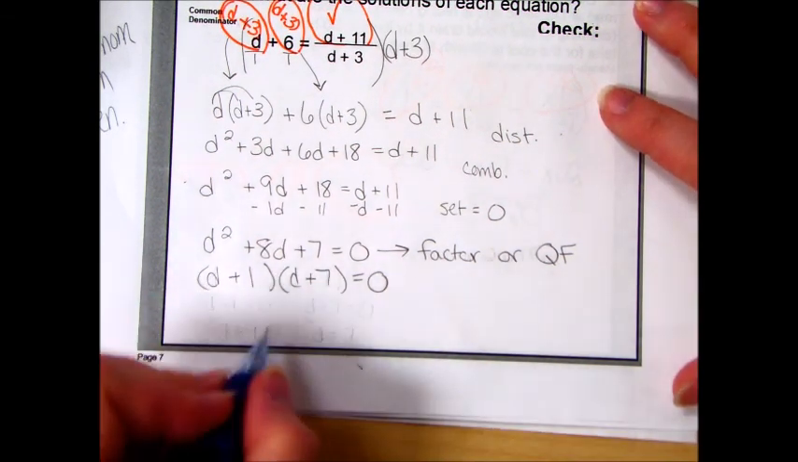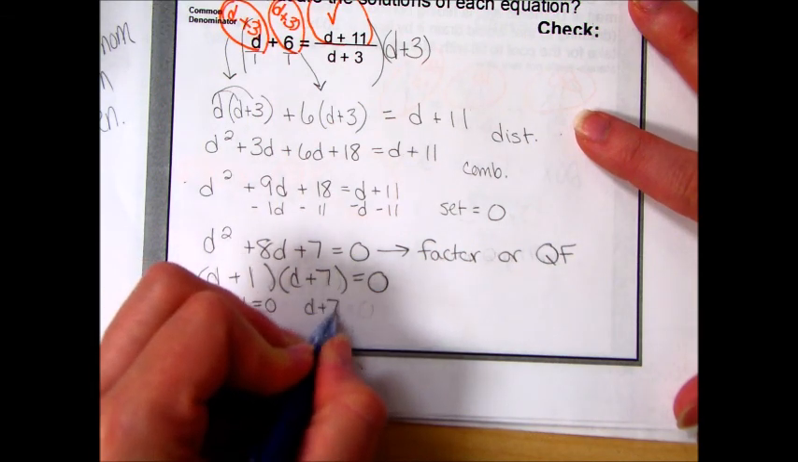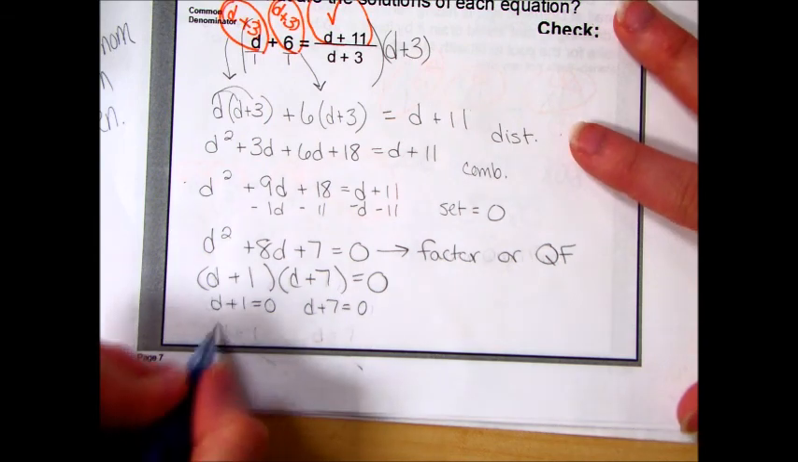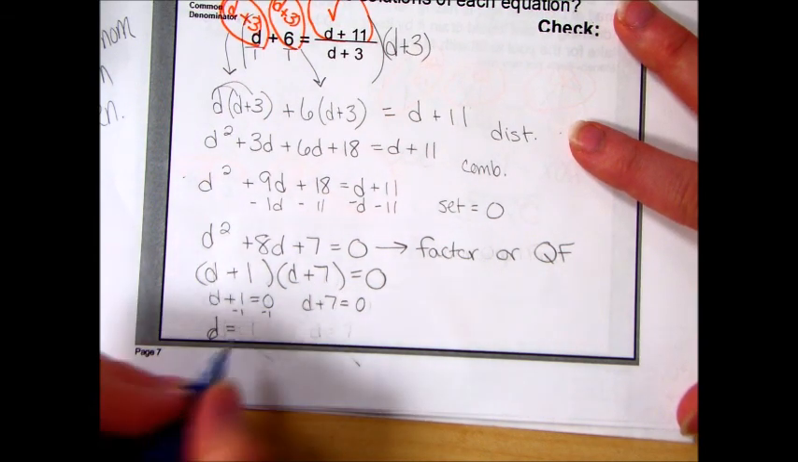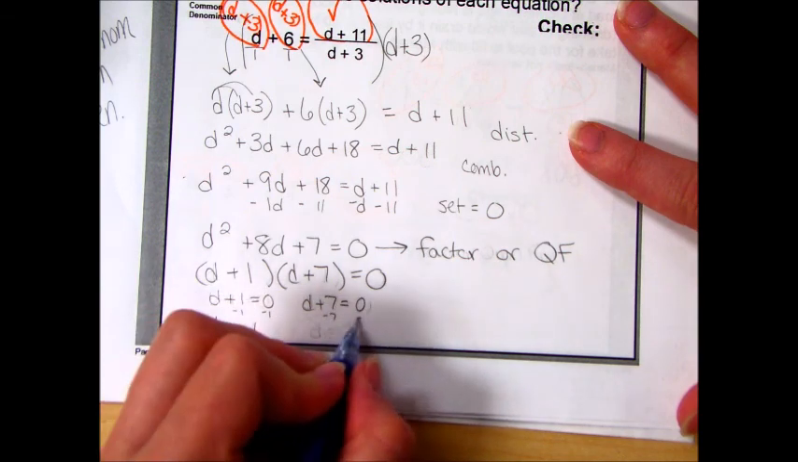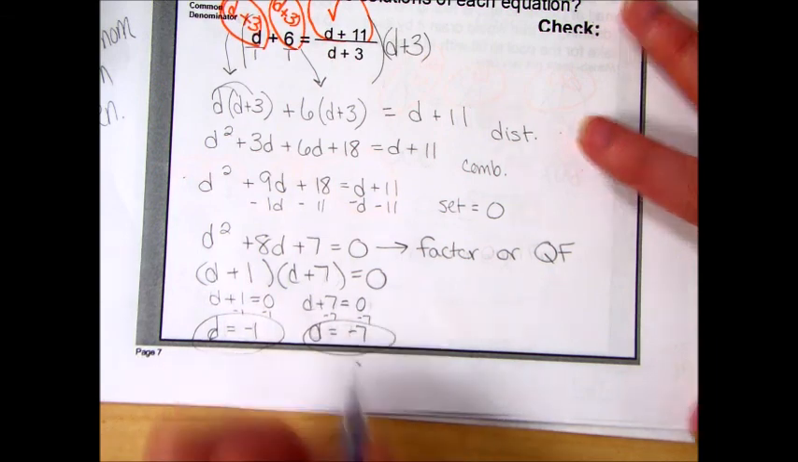Now you set each of those equal to 0. D plus 1 equals 0, d plus 7 equals 0. Take away 1, so you get d equals negative 1. Take away 7, d equals negative 7. And we will check this in another video.